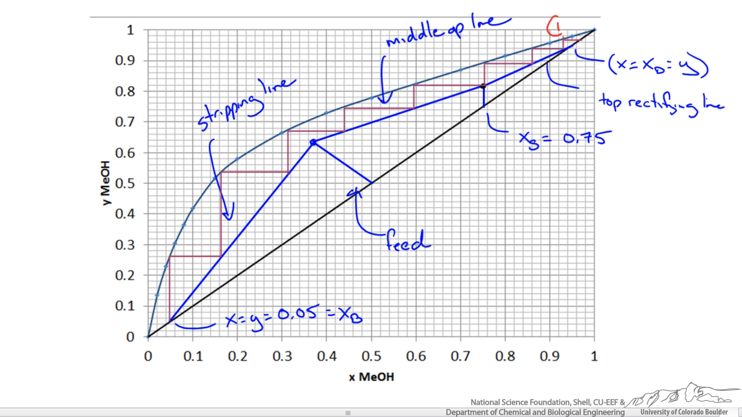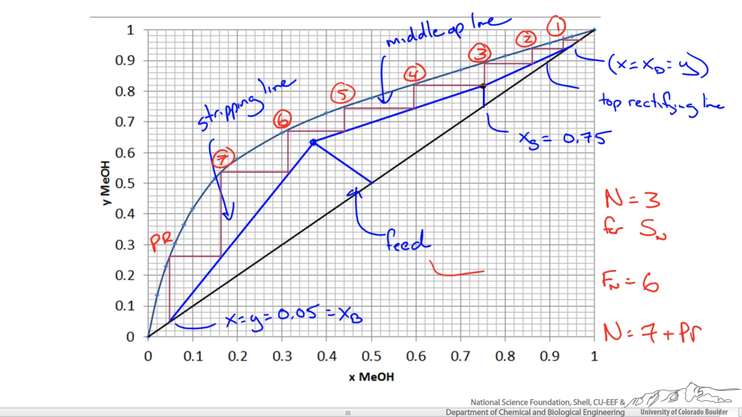So we start counting them off. Since we have a total condenser, we start stage 1, stage 2, stage 3, and that would be our stage for our side stream. Then we have stage 4, stage 5, stage 6. So our feed stage is stage 6 because the intersection occurs between stages 5 and 6. We have 7, and then we would have our partial reboiler. So we have 7 stages plus a partial reboiler. We have a side stream being pulled off at stage 3 and our feed being fed at stage 6.